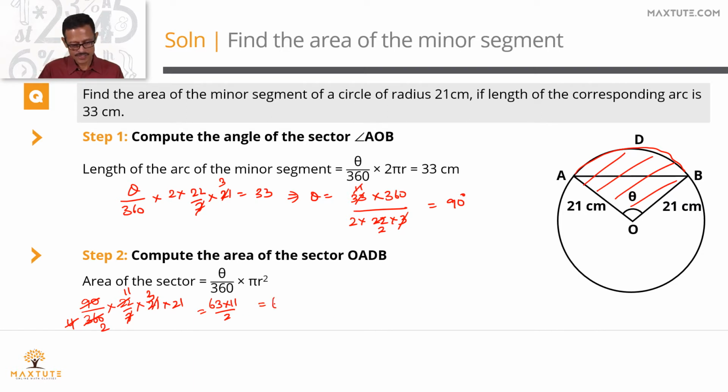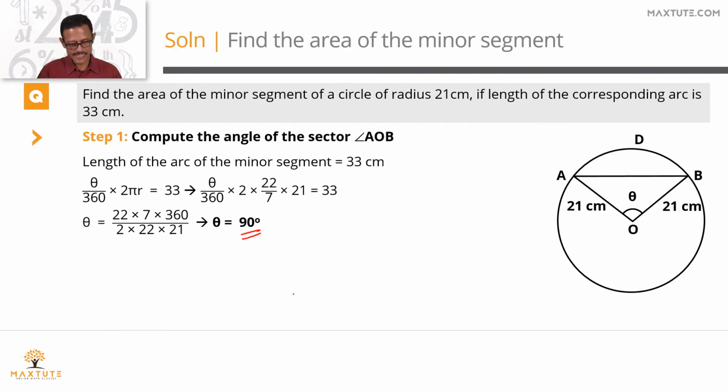630 plus 63, which is 693, divided by 2. 700 by 2 is essentially 350, 7 by 2 is 3.5. This is equal to 346.5. So the area of the sector is 346.5. Let's find out the area of the triangle. But before that, let's consolidate both these steps.